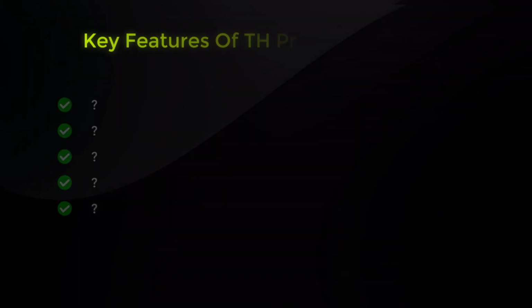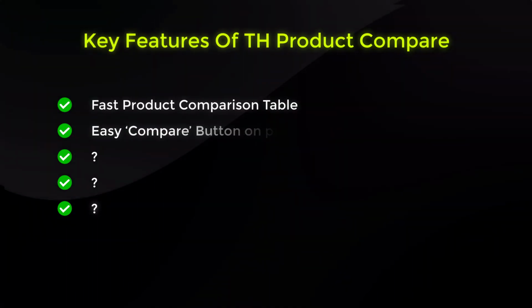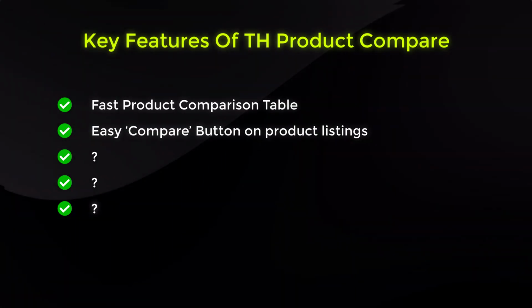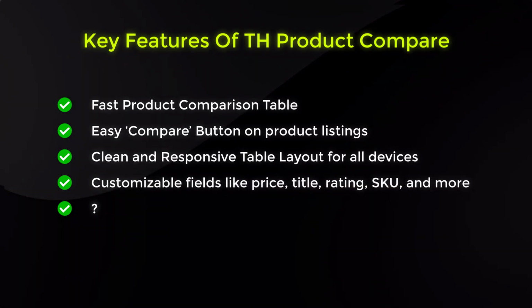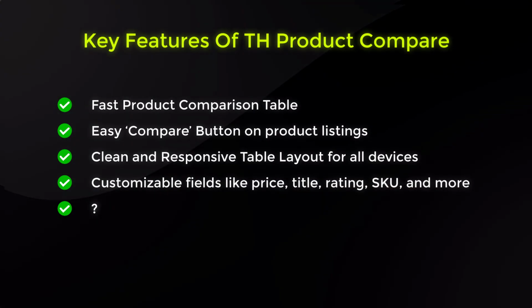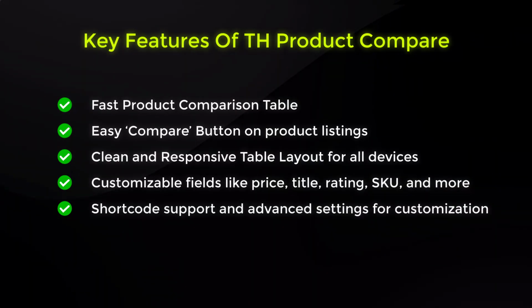Here are the key features you'll see in this video. Fast product comparison table. Easy compare button on product listings. Clean and responsive table layout for all devices. Customizable fields like price, title, rating, SKU, and more. Shortcode support and advanced settings for customization.